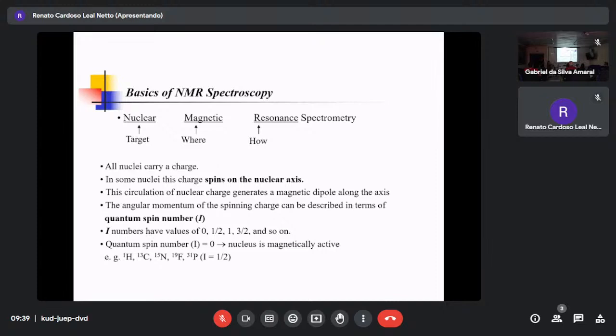And then the angular momentum of the spinning charge can be described in terms of a quantum spin number. What's the meaning of quantum? It's one of the revolutionary concepts in physics at the end of the 19th century. Quantum means, because you heard, you learned quantum, right? What's the meaning of quantum?